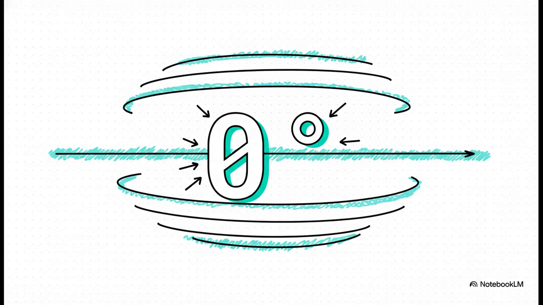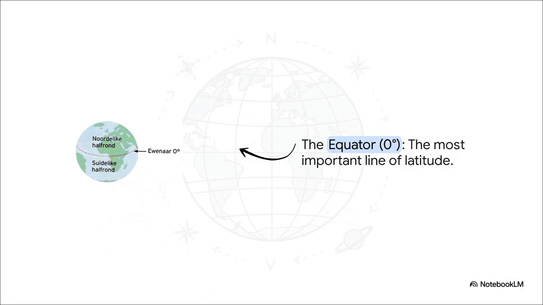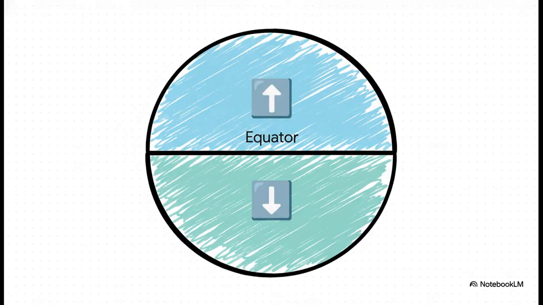A zero. And for latitude, that zero line is, well, it's the most famous line on the planet. You've got it. It's the equator. This is our 0-degree line, our main starting point. It wraps right around the widest part of the Earth, perfectly in between the North and South poles. The most important thing the equator does is split our planet into two equal halves, which we call hemispheres. Everything above or north of the equator is in the northern hemisphere, and everything below or south of it is in the southern hemisphere. It's that simple.